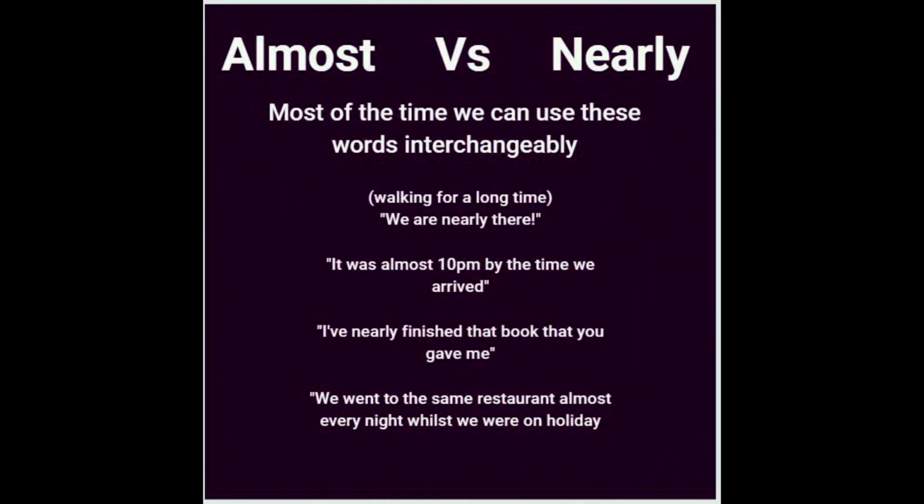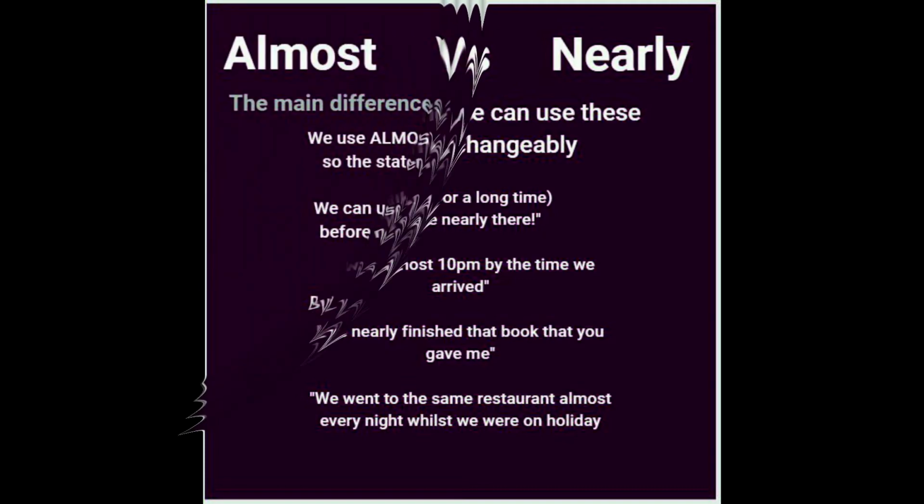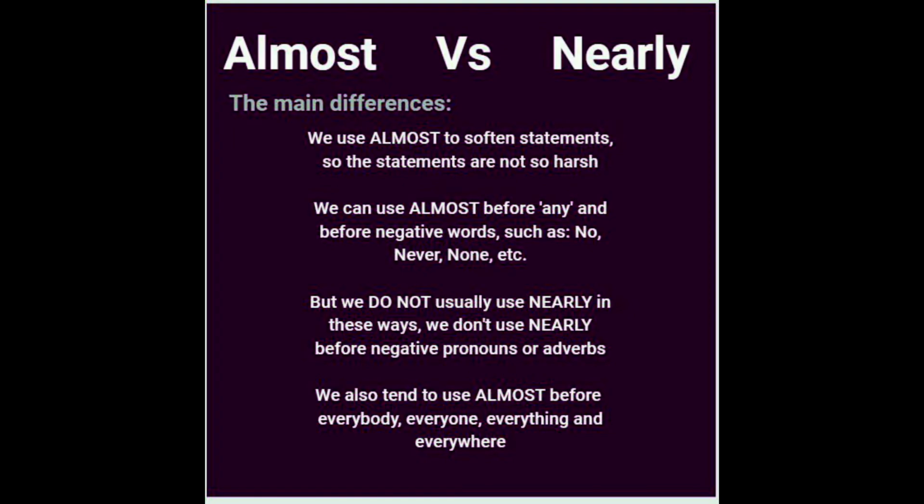Most of the time, because the words have such similar meanings, we can use these words interchangeably. So in the following sentences, we could use either almost or nearly. So for example, we are nearly there, or we are almost there. It was almost 10 p.m. by the time we arrived. It was nearly 10 p.m. by the time we arrived. For each of these sentences, you could use almost or nearly. Both are completely fine. Now let's look at the main differences.